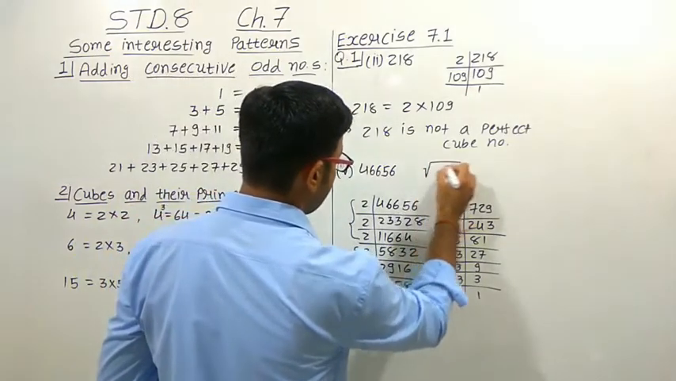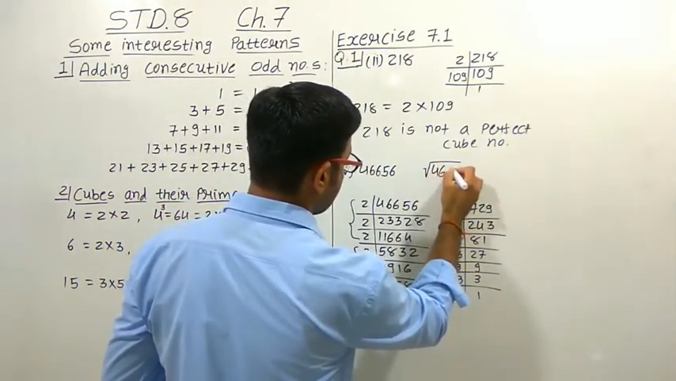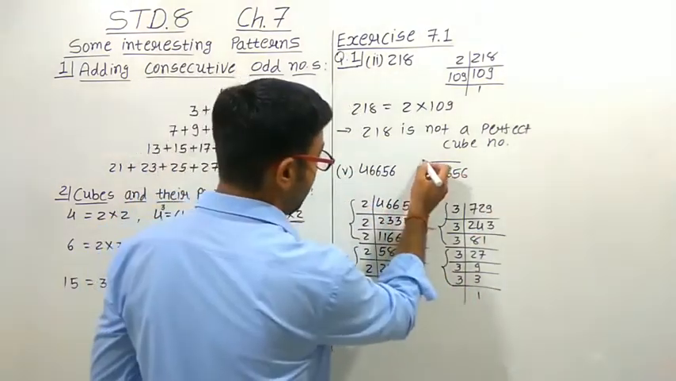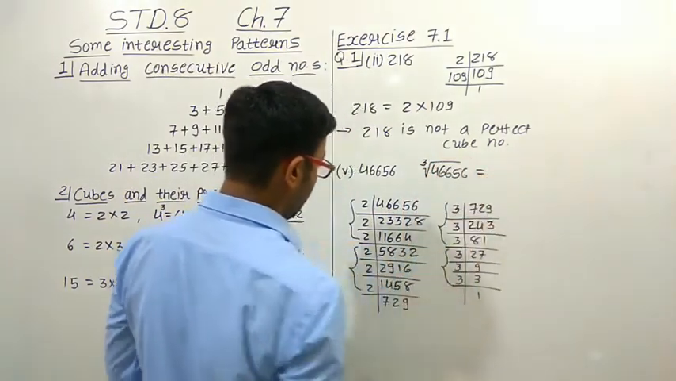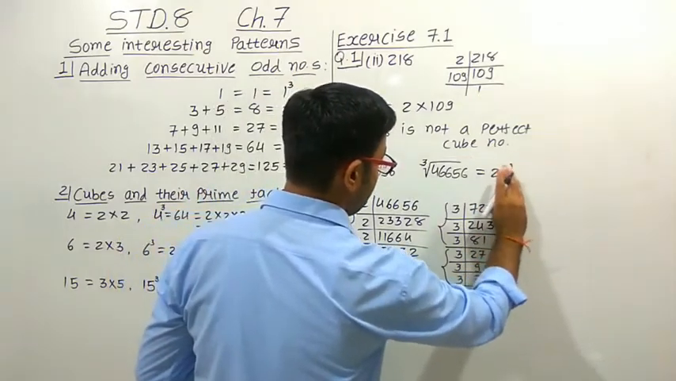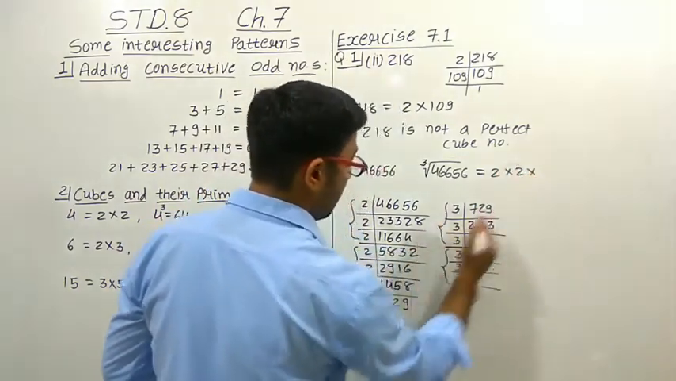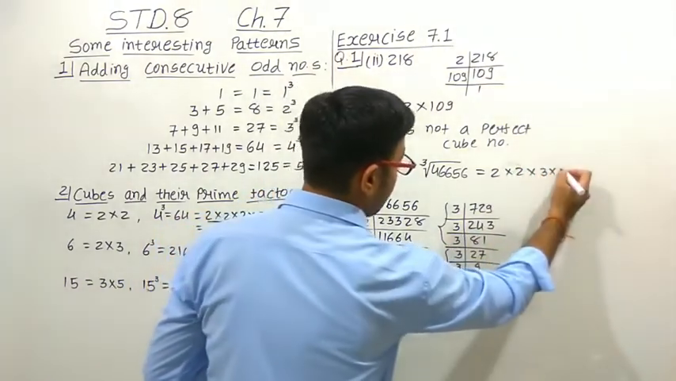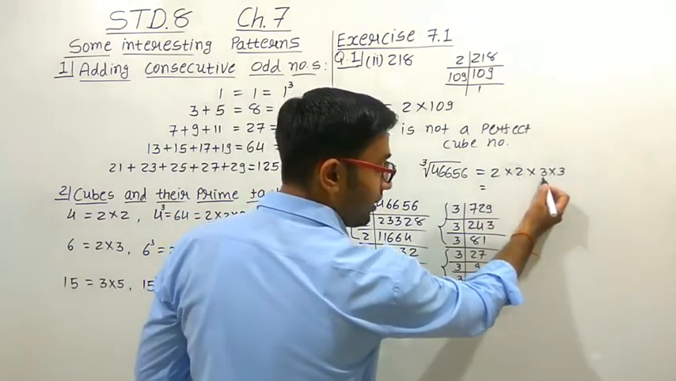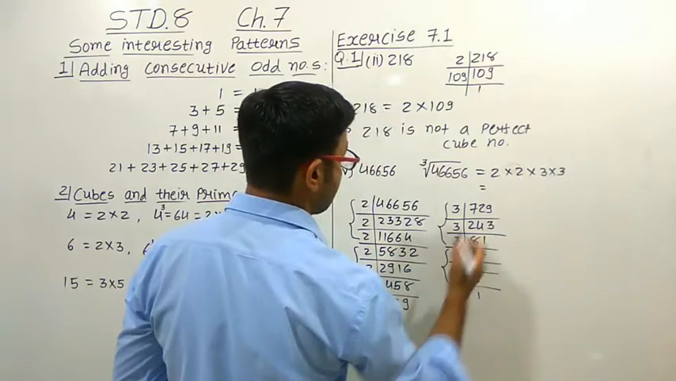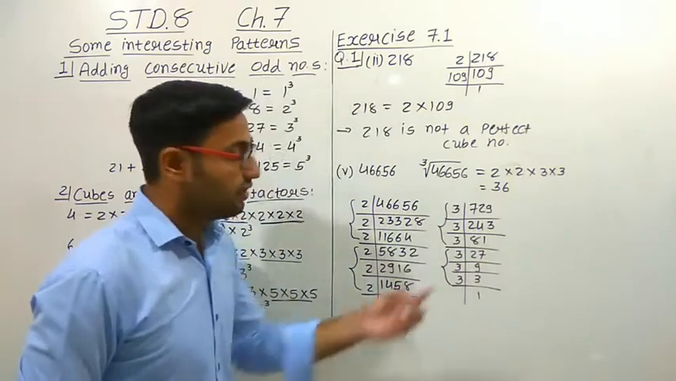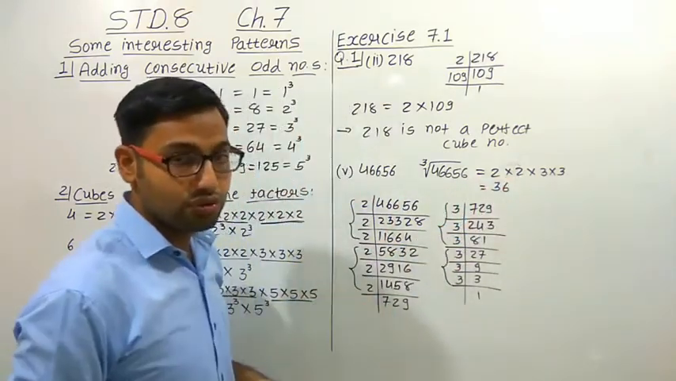This number is a perfect cube number, and the number is 46656. Actually we are not here to find the cube root, but we can write it down as a cube root. So from this group of 3 we have to take one 2, from this group we take another 2, from this group we take one 3, and from this we take one more 3. So when we multiply, we get 2 2s are 4, 4 3s are 12, and 12 3s are 36. So this is a perfect cube number, and its cube root is 36. Actually we do not have to find the cube root, this is just to understand.